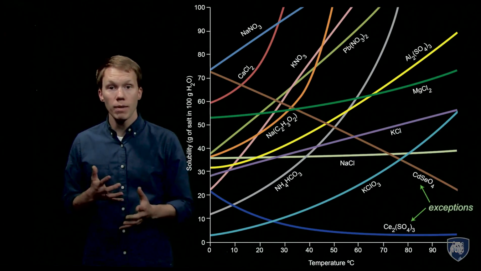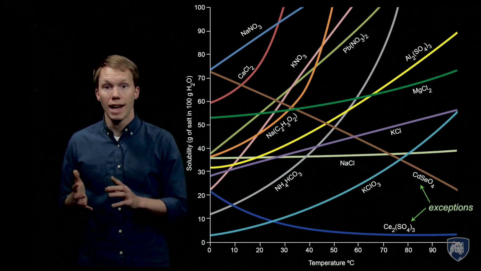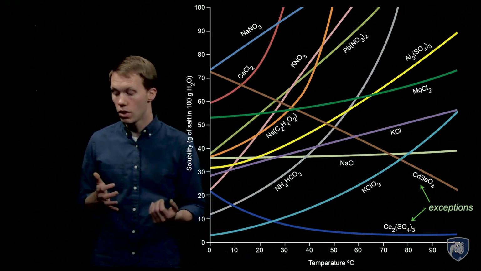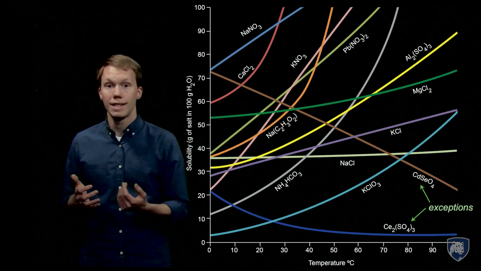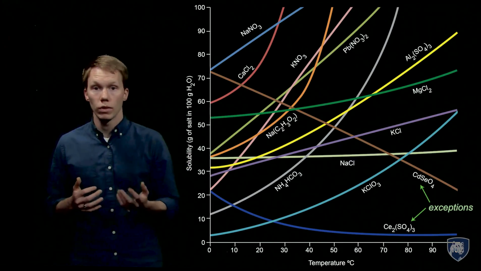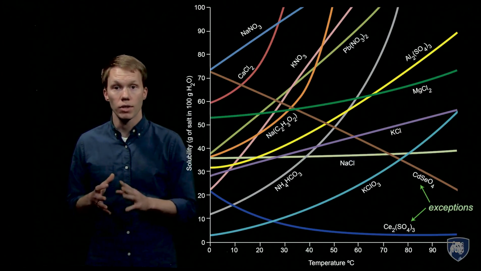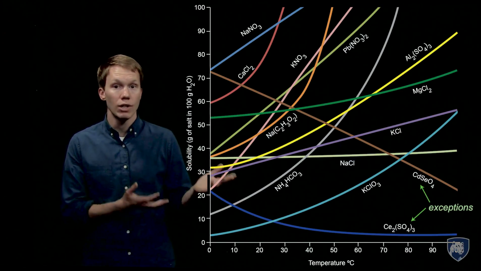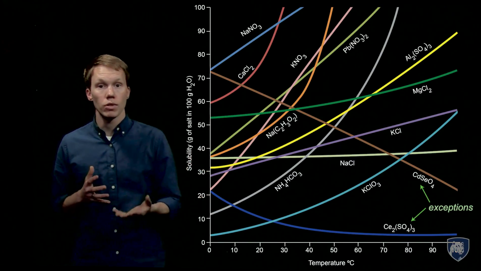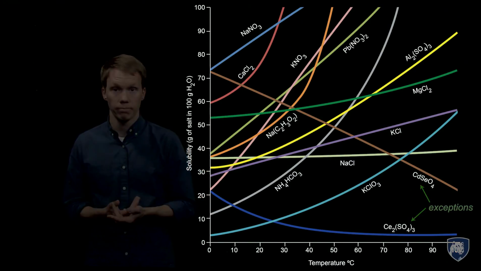There are these cadmium and cesium salts that actually have decreasing solubility with increasing temperature, and those curves go down from left to right. So just be aware that there are exceptions, but if you're asked a question and you have the plot available, which is totally possible, you should be able to read the information from the plot.